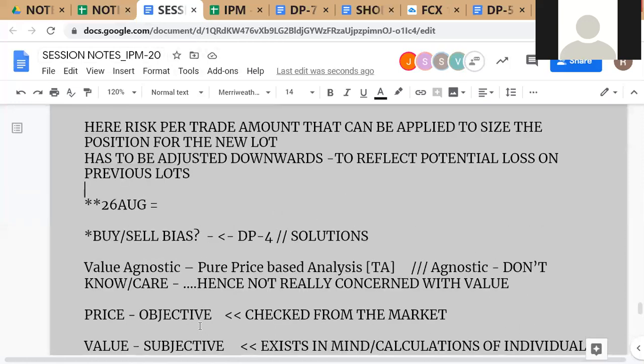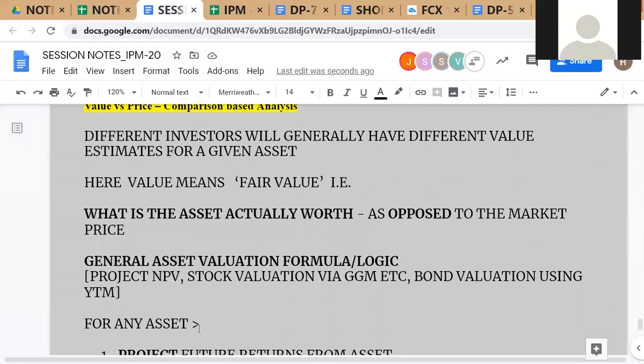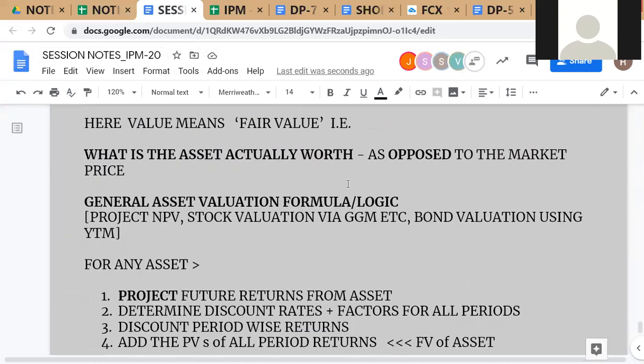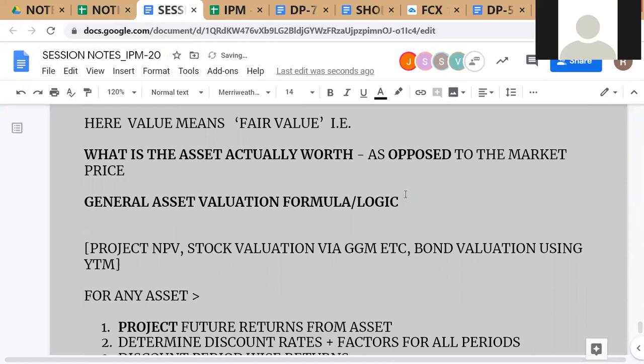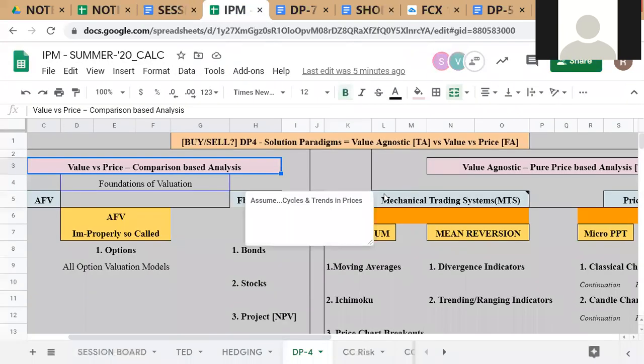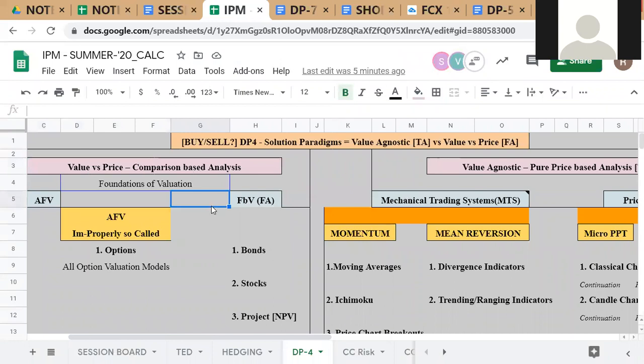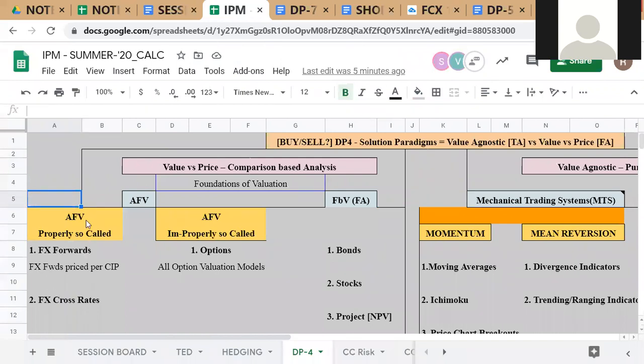We have figured out how to calculate the fair value of any asset, the generic asset valuation formula logic. Let me make a little clarification here, because on this side of the tree, under value versus price, there are actually two approaches: AFV and FBV. This is AFV, which stands for arbitrage free valuation. We'll forget about this for now, but you should be aware that there's another approach. What you are already familiar with is FBV.